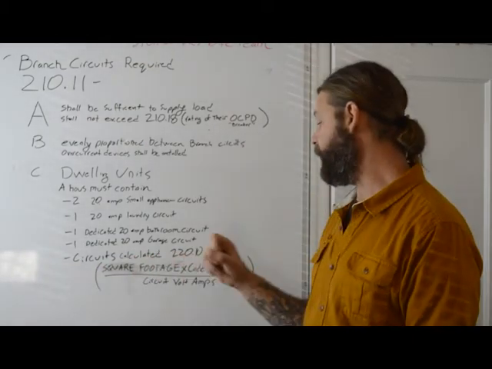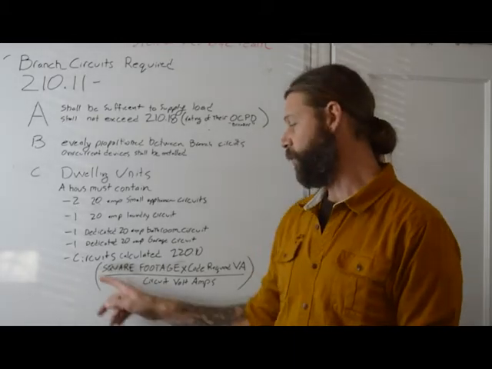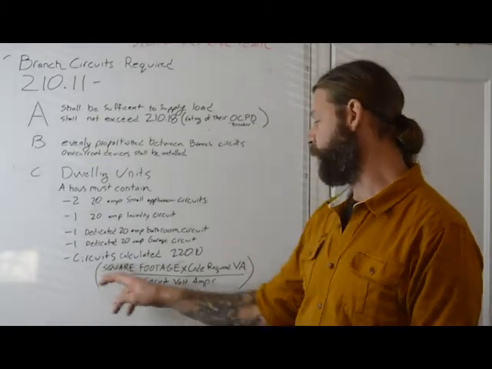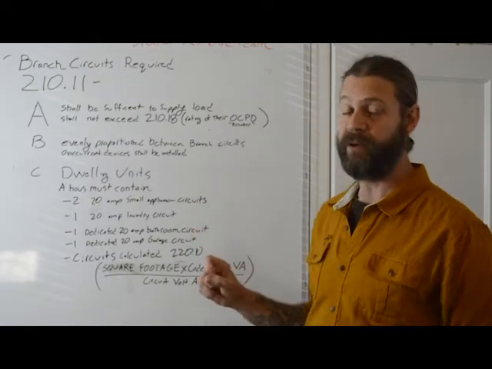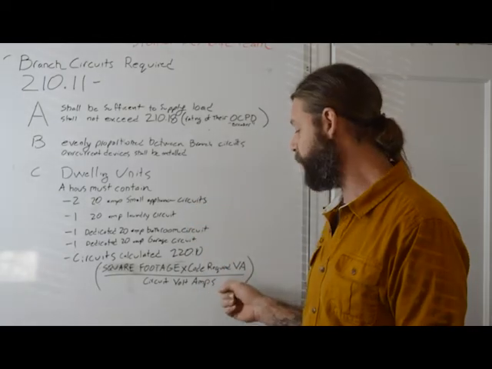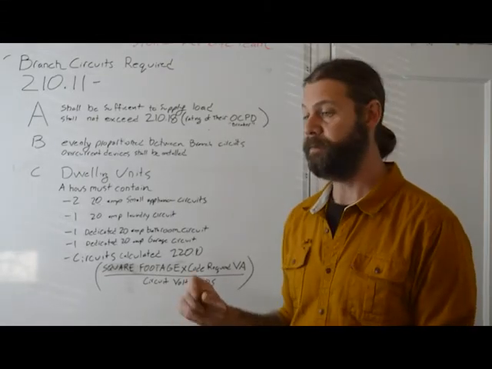Circuit is calculated at 220.10. Now 220.10 is essentially, we're going to get into it, but it's basically the square footage of your dwelling unit multiplied by the code required volt amps per square foot or square meter, divided by the circuit volt amps of your circuits.